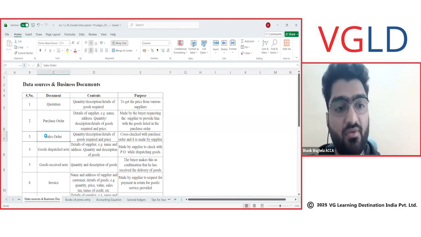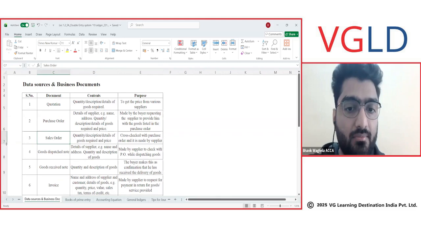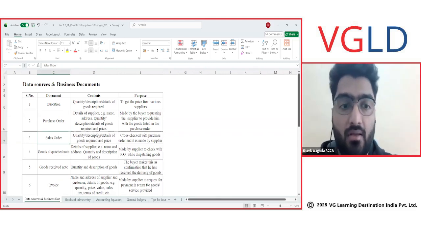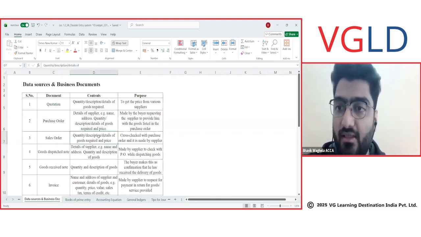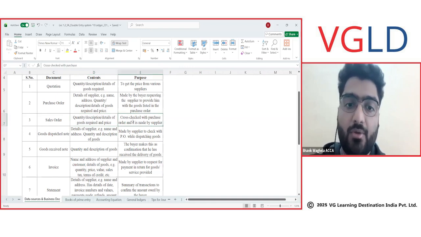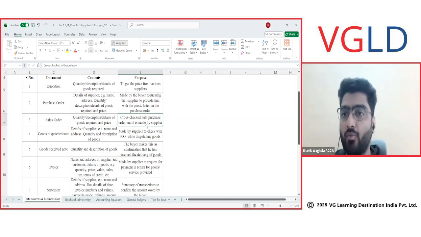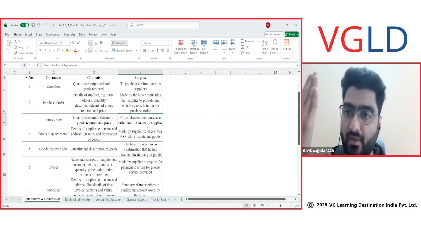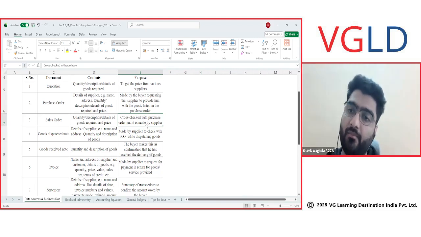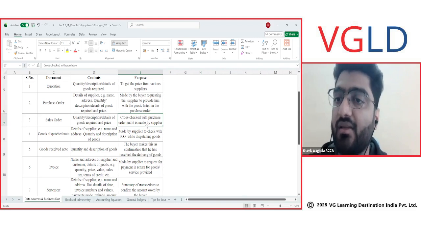What we have next is a sales order. Again, this will contain details such as quantity, description, details of goods required, and the price. It is cross-checked with the purchase order and is made by the supplier. Whatever details of goods are mentioned in the purchase order, the supplier will make a sales order, confirming that these are the exact same goods that we are supplying to the customer.